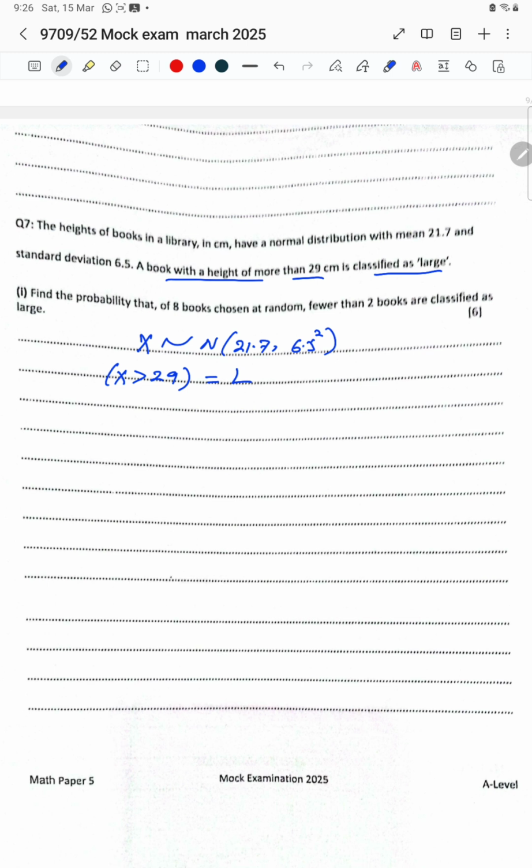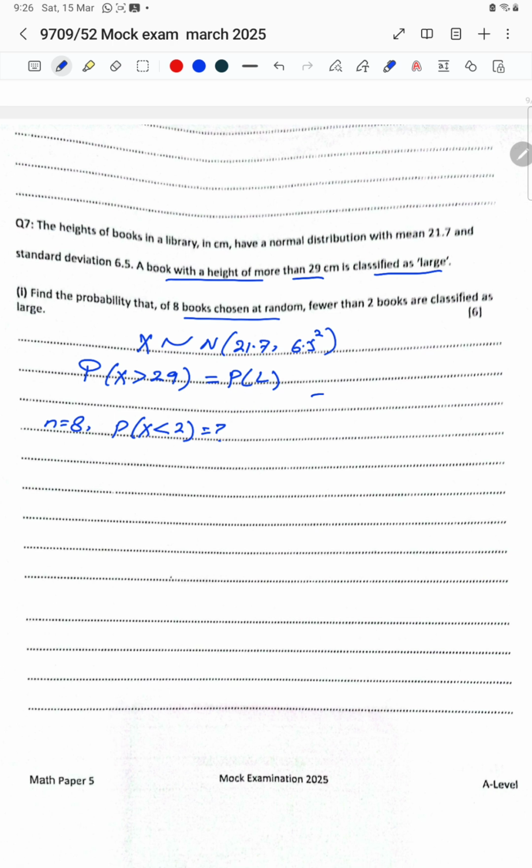Okay, good question. Because here we don't have what's going to be p and what's the next. Find the probability of 8 books chosen at random. n is what? 8. And the probability of X greater than 29 is classified as large. Okay, we have to find the probability of this. So first thing we need to find the probability: probability of X greater than 29 is equal to probability of large.